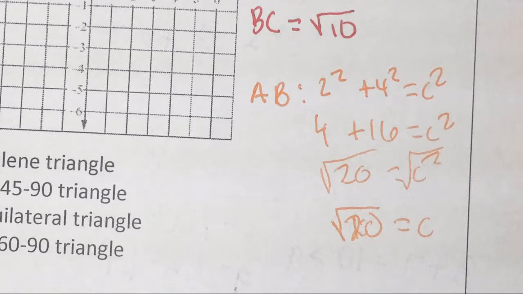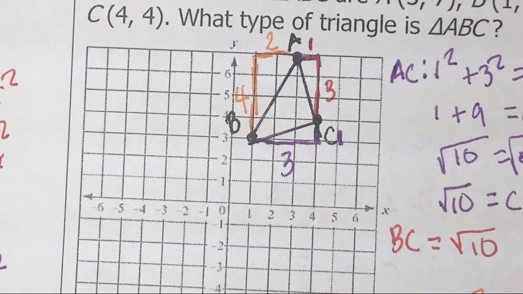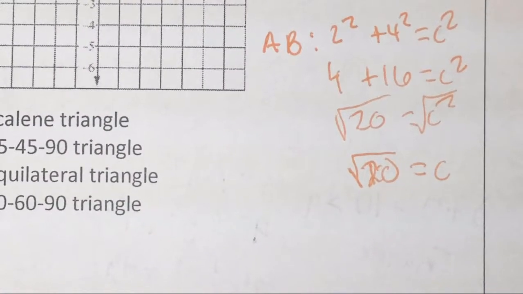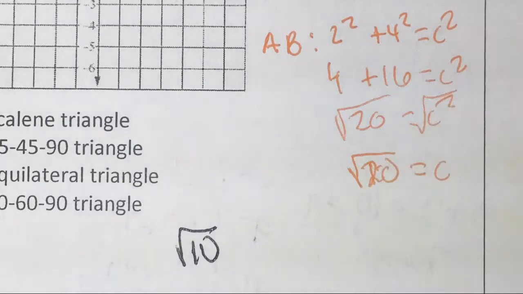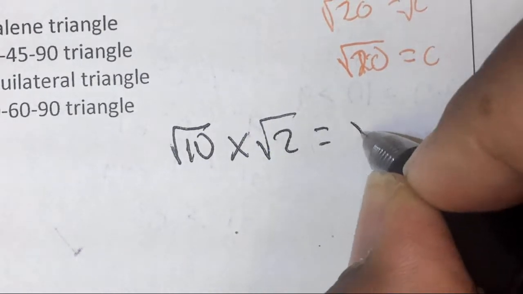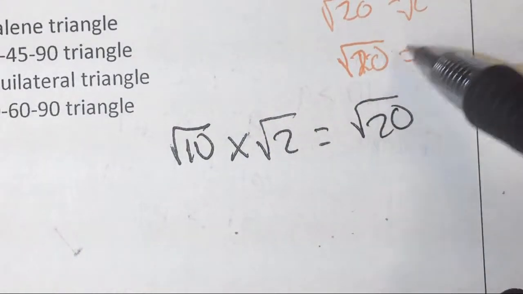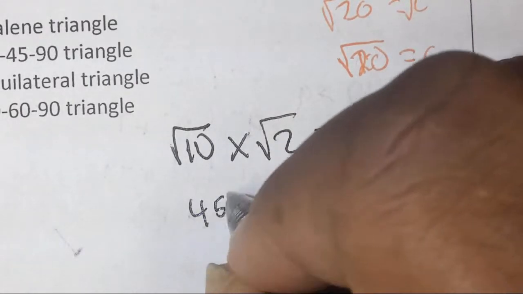For 45, 45, 90, y'all should know by now what the relationship is. On the 45, 45, 90, my two legs were square root of 10. If I got the legs and I want to know what the hypotenuse is, how do I find the hypotenuse on the 45, 45, 90? Take a leg and times it by square root 2, right? So just to do a check, my leg was square root of 10, times that by square root 2. I get square root of 20, yeah? And then AB was square root of 20. So this is a 45, 45, 90 triangle.